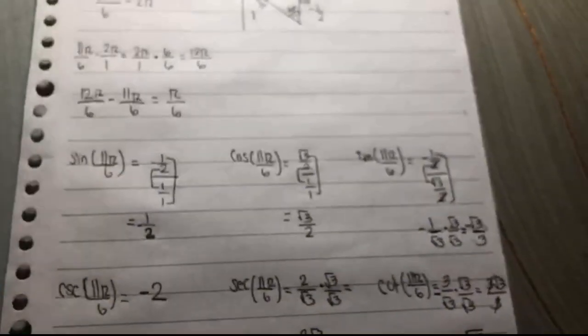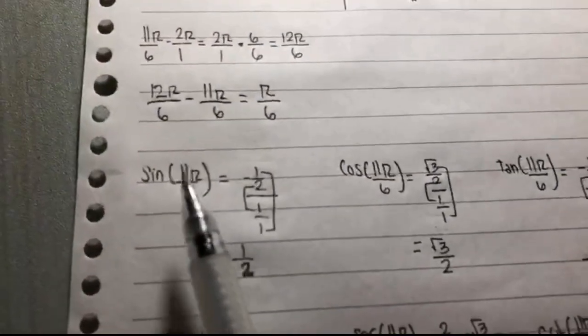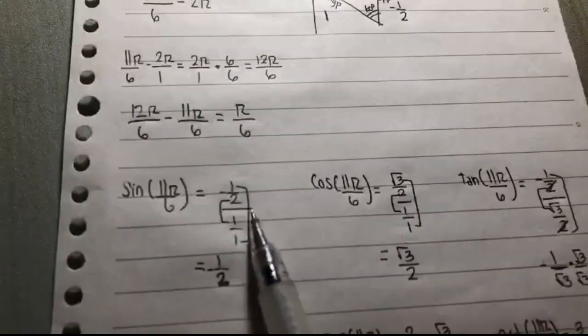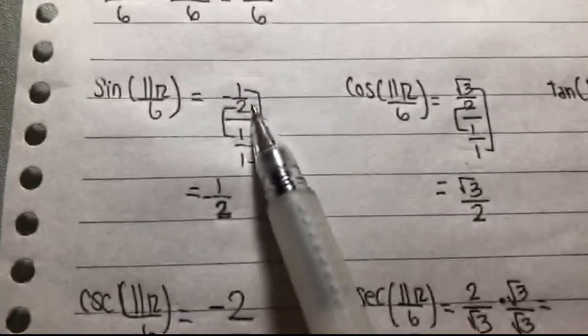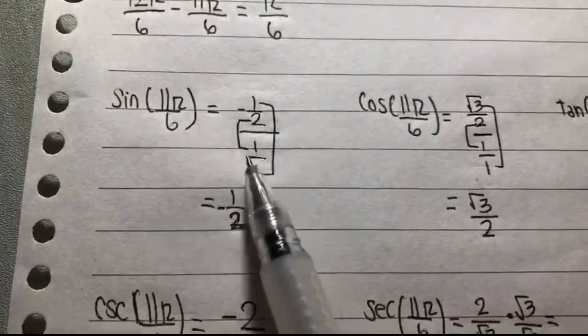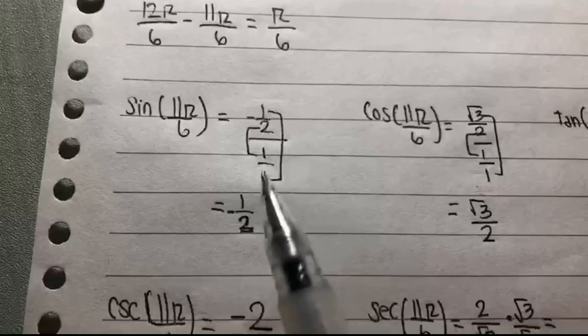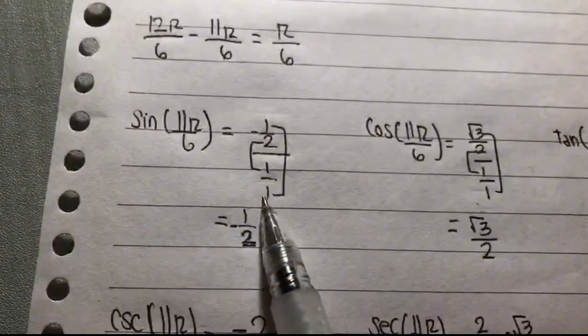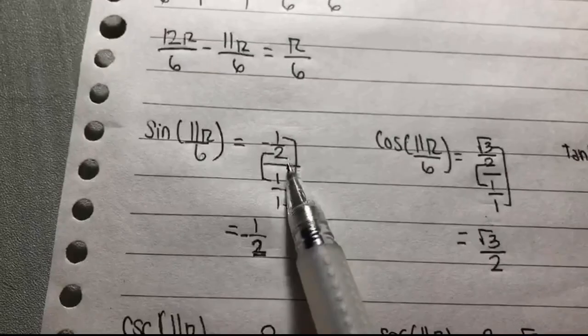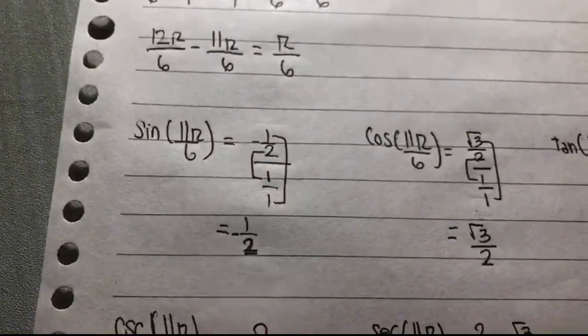Now, let's proceed na sa SOHCAHTOA. Sa sin 11 pi over 6, i-substitute lang natin ulit yung value ng opposite and hypotenuse. So, negative 1 half over 1, tapos lagyan natin ng 1 sa denominator para both sila na fraction. So, multiply natin ng 1. Multiply by 1 is negative 1, then 2 times 1 is 2. So, ang answer is negative 1 half.